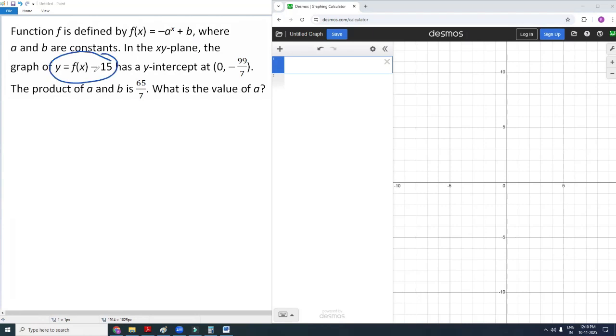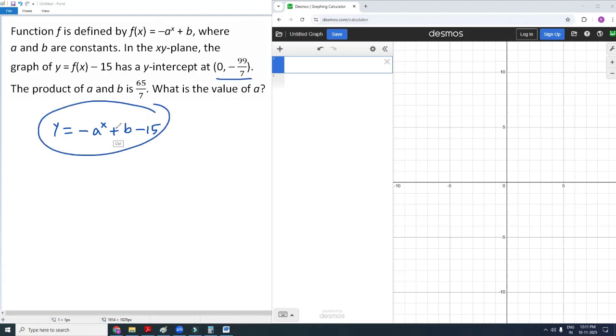Okay, let's consider the equation we have over here. That is y equals, and for f of x, we have the expression over here. Let's plug in this expression for f of x. Then we get negative a to the x to the power positive b. We can take this minus 15 as it is. Now we can use Desmos to solve this problem, and we have a y-intercept for this equation. Since this is a y-intercept, we have this point on the graph of this equation.